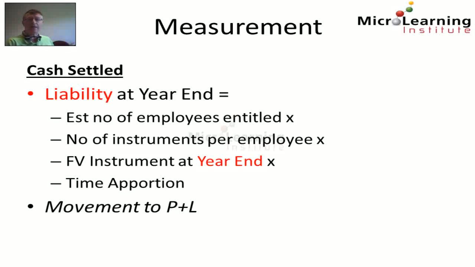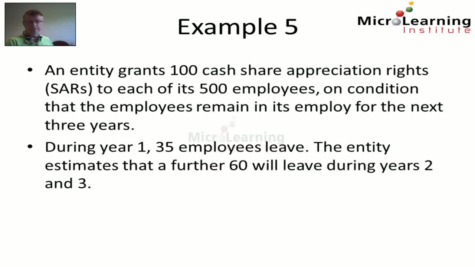And how we calculate that liability is we multiply the estimated number of employees who are entitled to the cash settled share-based payment by the number of instruments per employee by the fair value of each instrument at each year end, and we time apportion that over the vesting period, and we take a corresponding movement to the P&L.